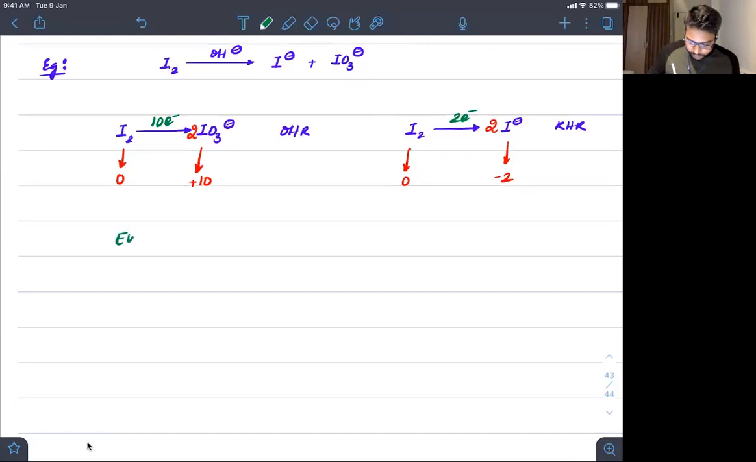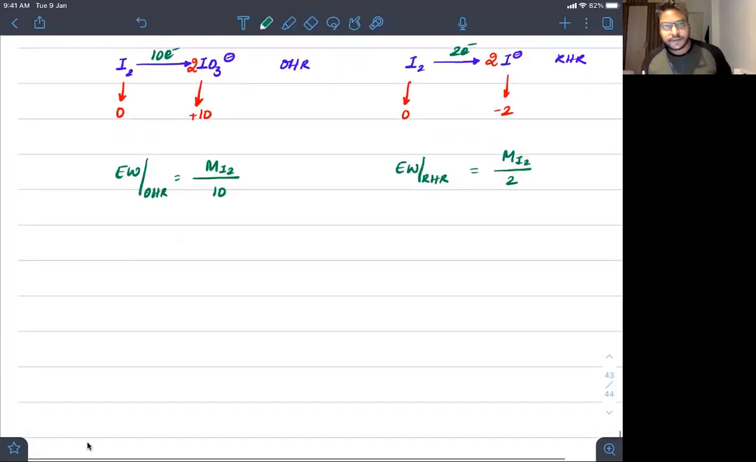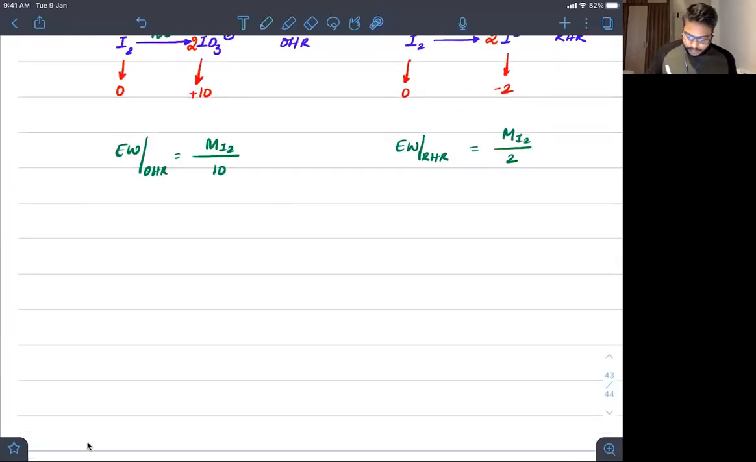So equivalent weight of I2 in the OHR case will be equal to molecular weight of I2 divided by 10 electrons. Equivalent weight in the case of RHR will be molecular weight of I2 divided by 2 electrons. Now you have to average them, meaning if you add both, the overall reaction's value will come. So equivalent weight of the overall reaction, that is I2, will be equal to molecular weight of I2 by 10 plus molecular weight of I2 by 2.